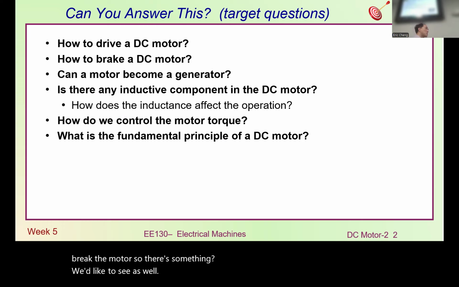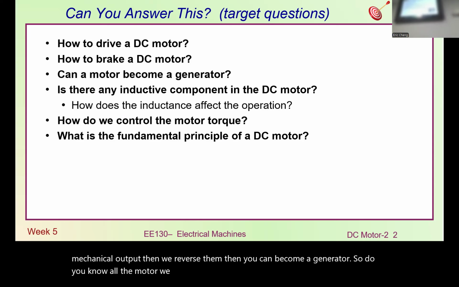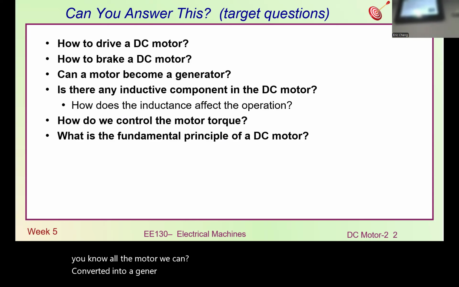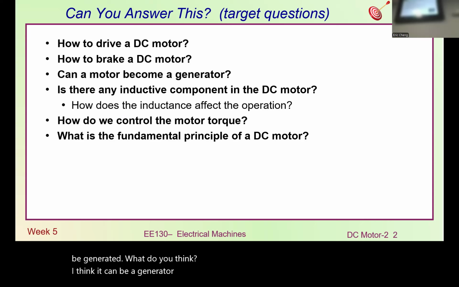And for a motor, applying the voltage becomes a mechanical output. Then when we reverse it, it can become a generator. So do you know whether all motors can be converted into a generator? Or must a motor always be a motor, and cannot generate? What do you think? This gentleman, what do you think? I think it can be a generator, because it converts electrical to mechanical, and it can do the same way, mechanical to electrical.